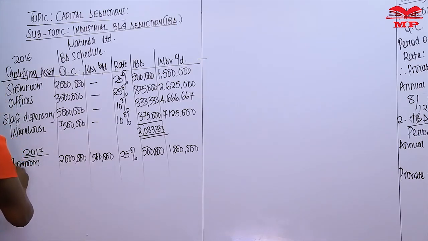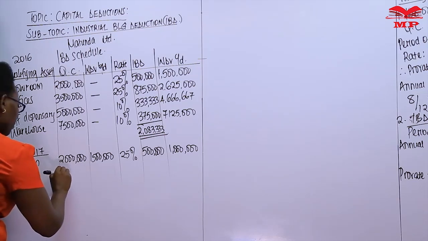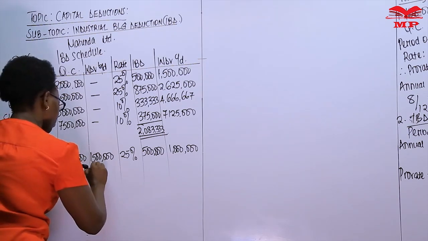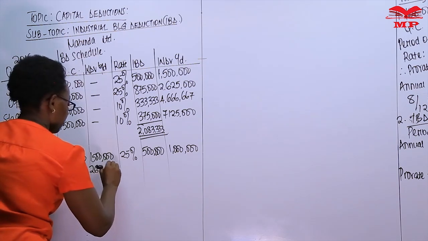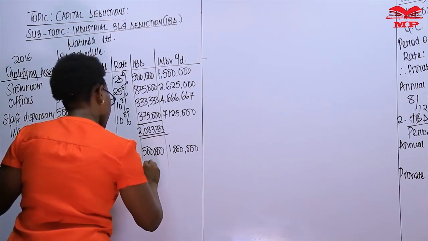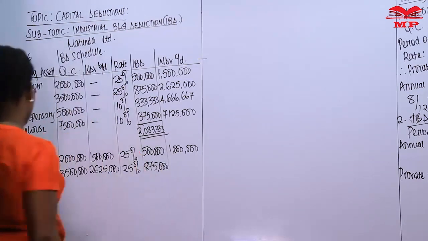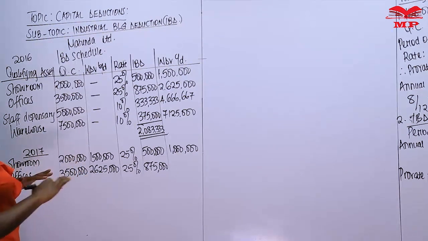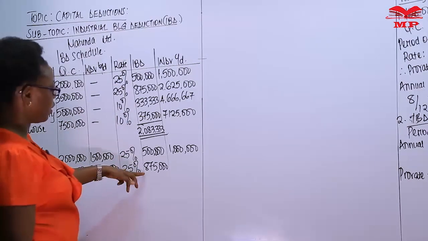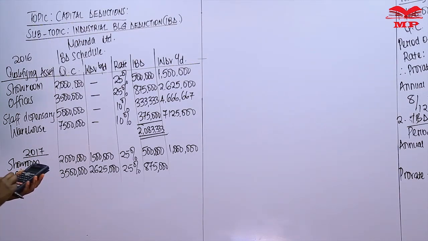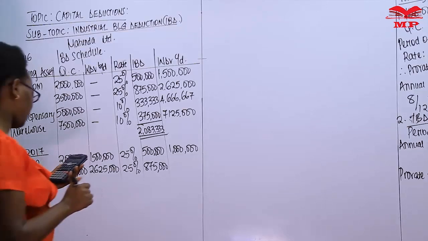Then offices, we were supposed to claim 3.5 million over 4 years. We claimed the first year, and the remaining amount was 2,625,000. So we are claiming at 25% of the qualifying cost, which is 875,000. Like we said under showroom, this is straight line, meaning that so long as you have claimed for the whole year, that remains constant. So that's why we have 500, 500, 875, and 875. So our remaining amount is 2,625,000 minus 875,000. That gives us 1,750,000.